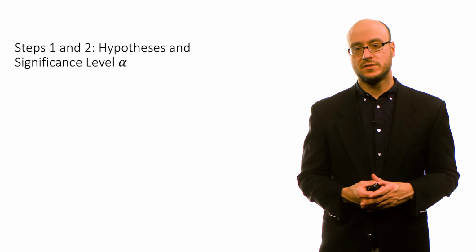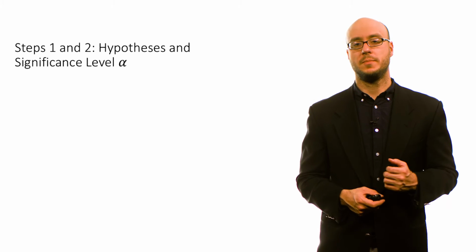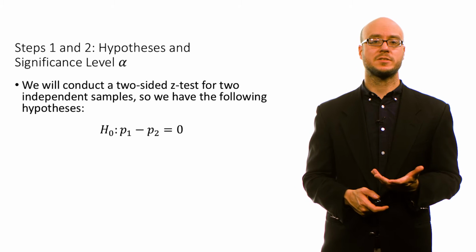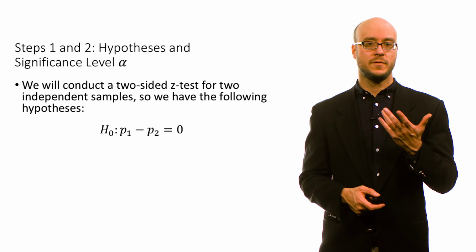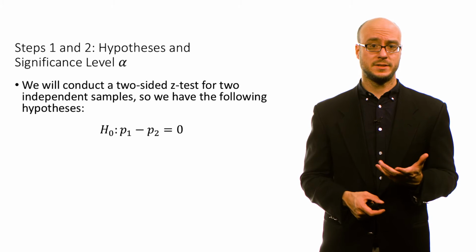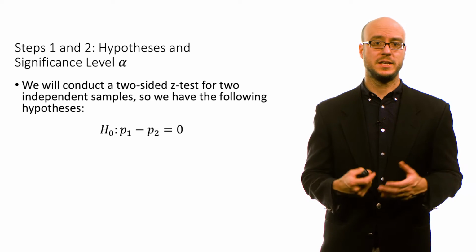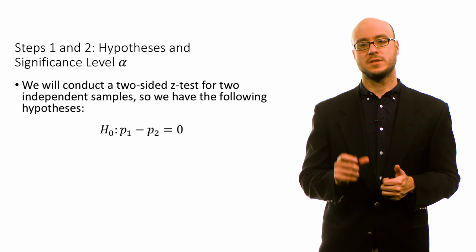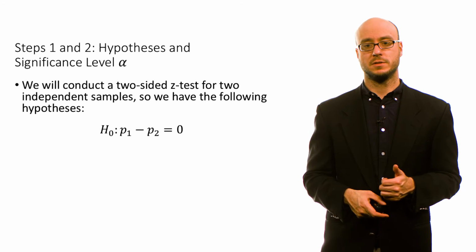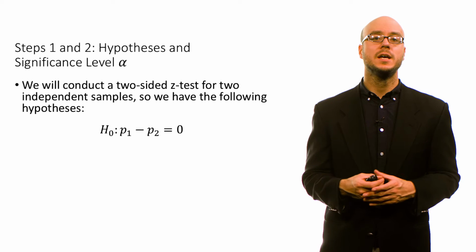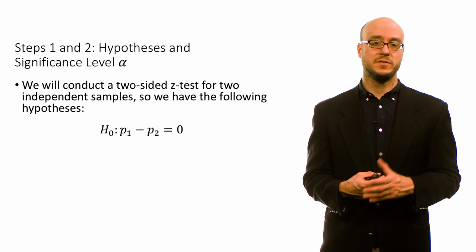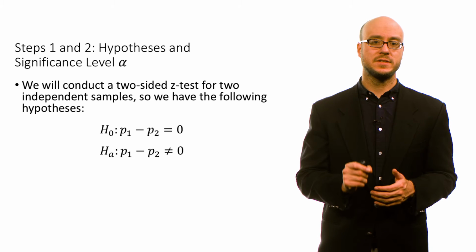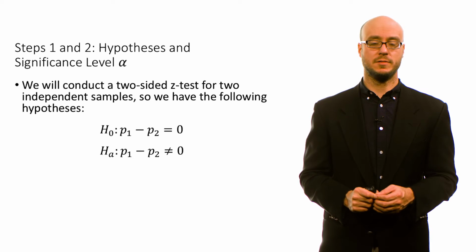After checking that success-failure condition, we can proceed with our hypothesis test. For steps 1 and 2, we set up our hypotheses and set our significance level alpha. For a 2-sided z-test for 2 independent samples, we're treating men and women as independent, and we have the following hypotheses. The null is that the difference in population proportions equals 0. Men and women don't differ in their views of Wall Street executives being dishonest or not. The alternative is that the difference in the population is not 0.